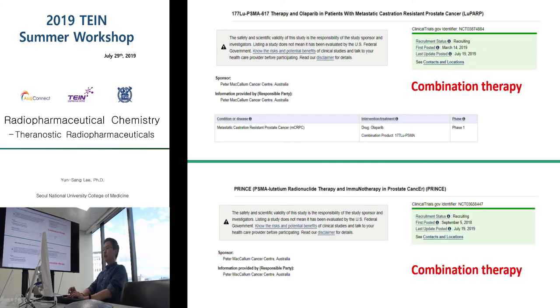And also, as I mentioned for Lutathera in neuroendocrine tumors, PSMA is also in clinical trials for the effect of combination therapy. As I have previously mentioned, there is an ongoing trial which has done a combination with a PARP inhibitor, and also a combination trial with immunotherapy.